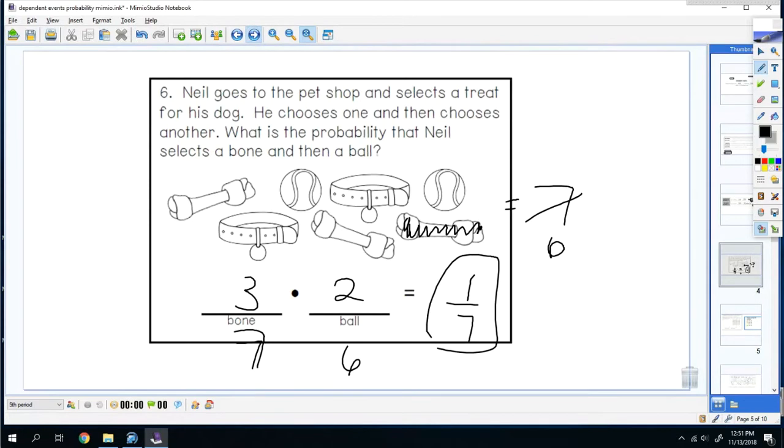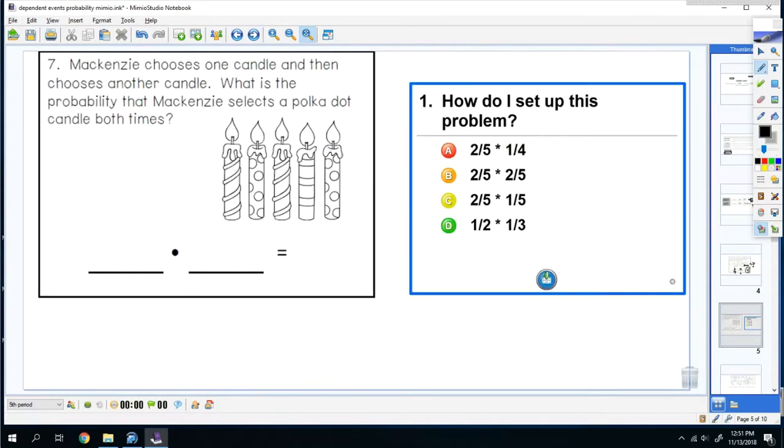Okay, now you try. Mackenzie chooses one candle and then chooses another candle. What's the probability that Mackenzie selects a polka dot candle both times? Well, the probability of getting a polka dot candle is 2/5 the first time. Then he doesn't put the candle back, so you're going to take 1 polka dot away. Now there's only 4 candles and only 1 polka dot. So the answer would be A. So you just multiply 2 times 1 over 20, which is 1/10.